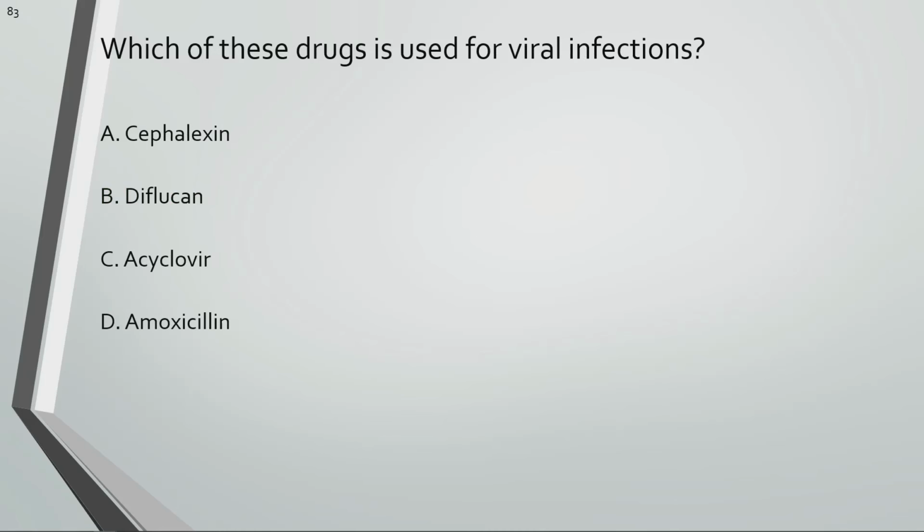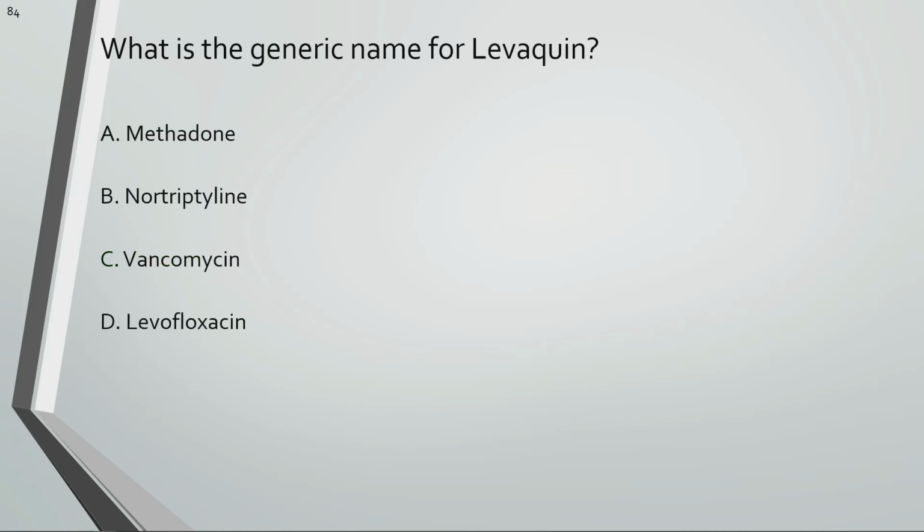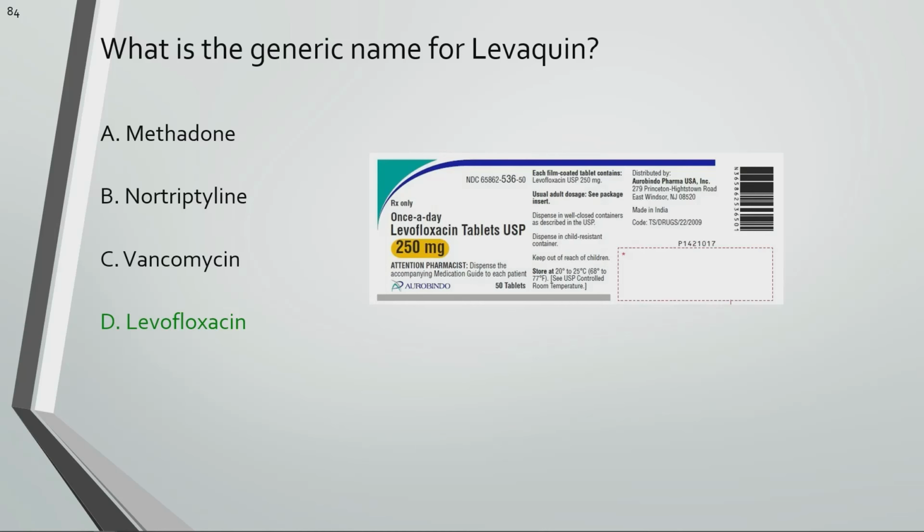Which of these drugs is used for viral infections? Acyclovir is used for viral infections. Cephalexin and amoxicillin are used for bacterial infections, and Diflucan is used for fungal infections. What is the generic name for Levaquin? The generic name for Levaquin is levofloxacin.